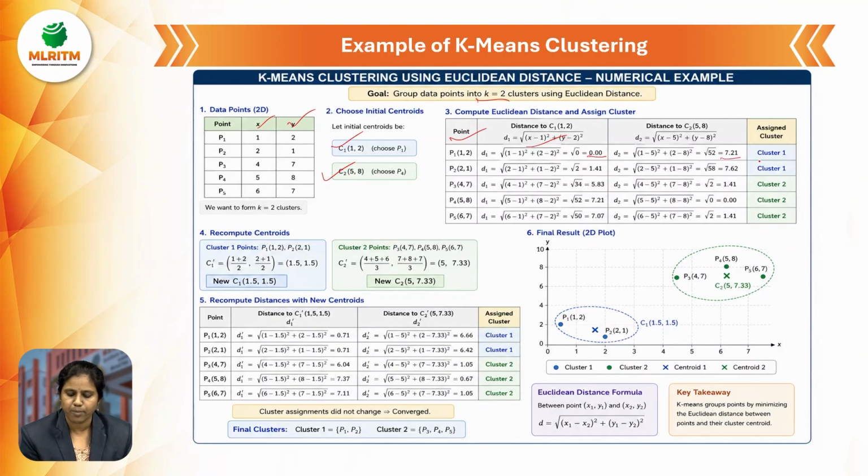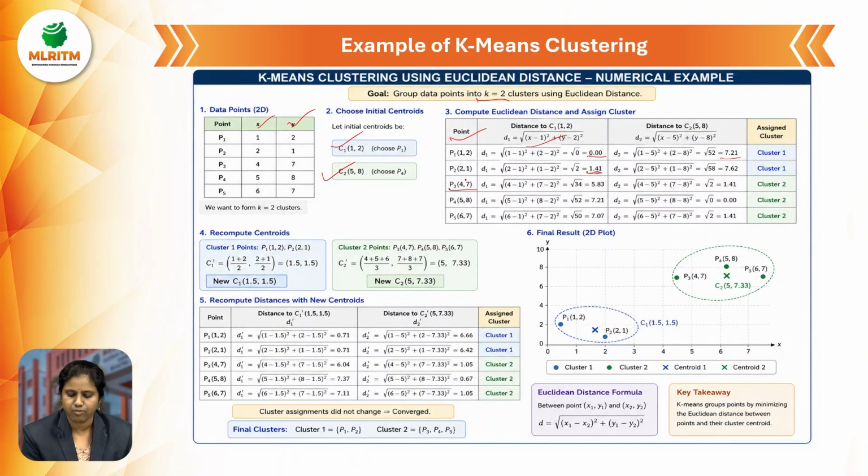So the point 1 comma 2 has to move to cluster 1. Similarly, you can see the other point here, 2 comma 1. Now we have calculated the Euclidean distance for the data point 2 comma 1 to the cluster centroid 1 comma 2. The difference is 1.41 and 7.60. You see 1.41 is the smallest distance, so the data point is moving to cluster 1.